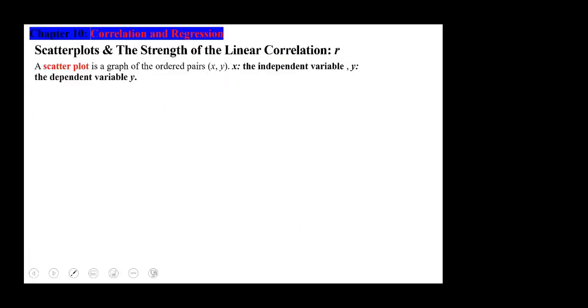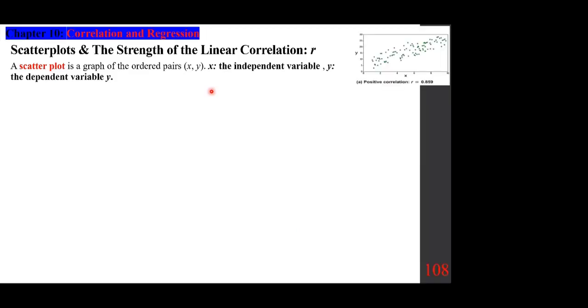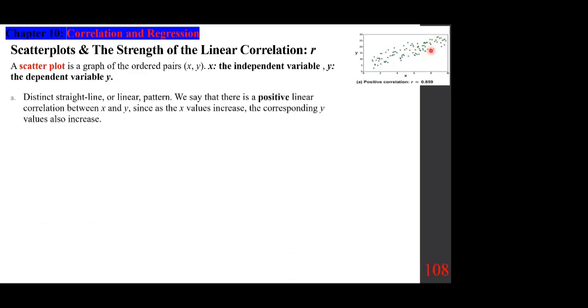So let's discuss correlation for a minute. Scatter plot and the strength of linear correlation. A scatter plot is a graph of the ordered pairs x and y. X is the independent variable, y is the dependent variable. So we look at the trend here. Distinct straight line or linear pattern, we say that there is a positive linear correlation between x and y, since as the x increases, so does y.